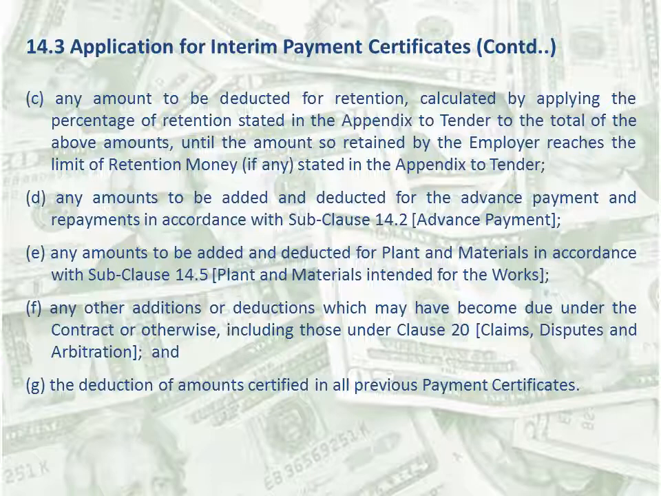F. Any other additions or deductions which may have become due under the contract or otherwise, including those under clause 20, which is claims, disputes and arbitration. And G. The deduction of amounts certified in all previous payment certificates. And one should remember, even though it says you can include claims under clause 20 in the statement, including a claim in the statement does not constitute formal notice of claim. It has to follow the claim procedure.